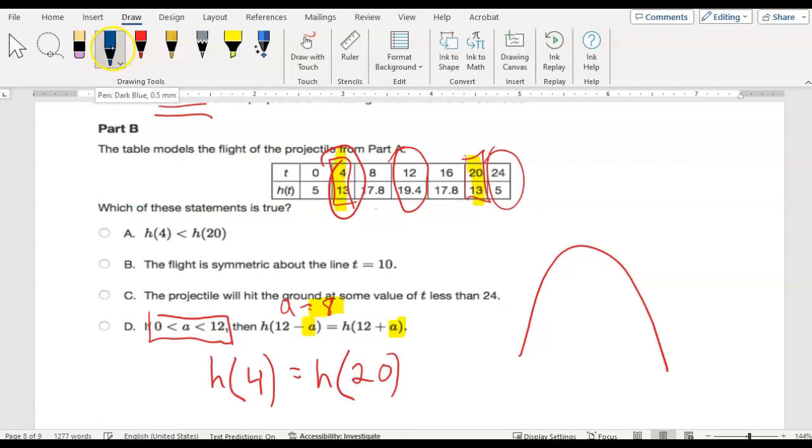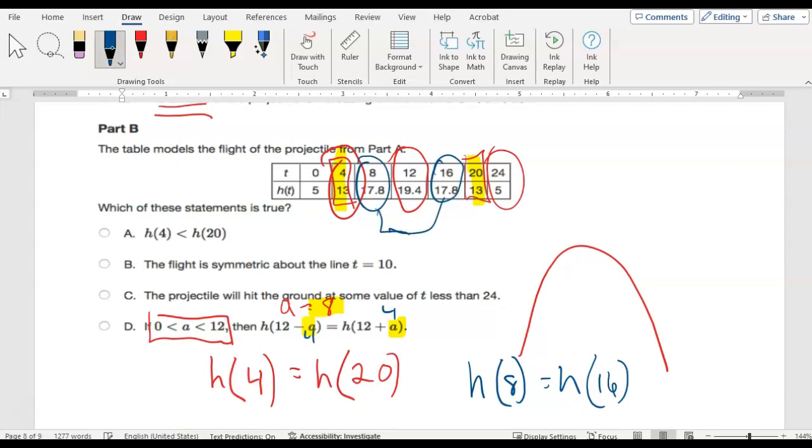You can see that if we were to do another example, let's say I were to do 4, right? So if I do 12 minus 4, h of 8 equals h of 4 plus 12, which is 16. All right, if I plug 4 in here, h of 8 is 17.8 and h of 16 is 17.8. These are in fact equal to each other. So D is our best answer.